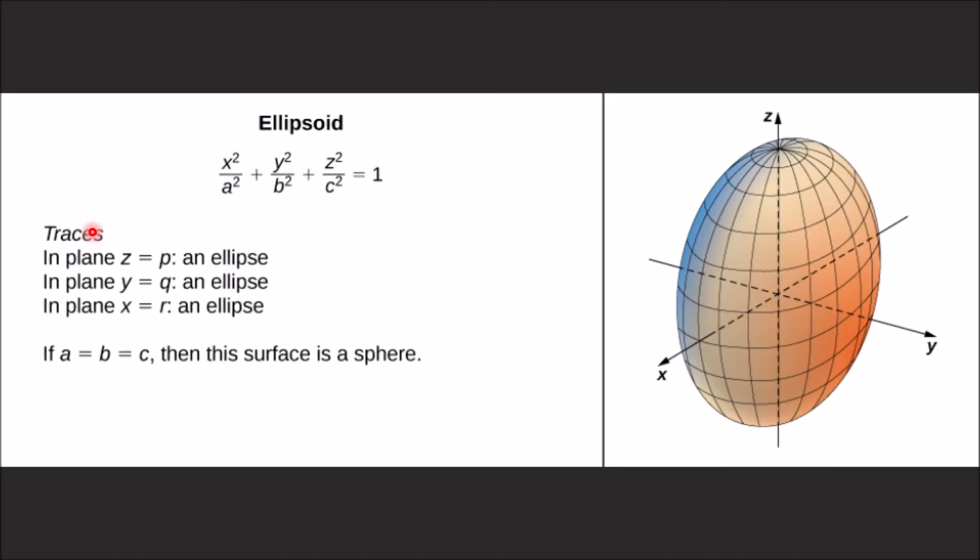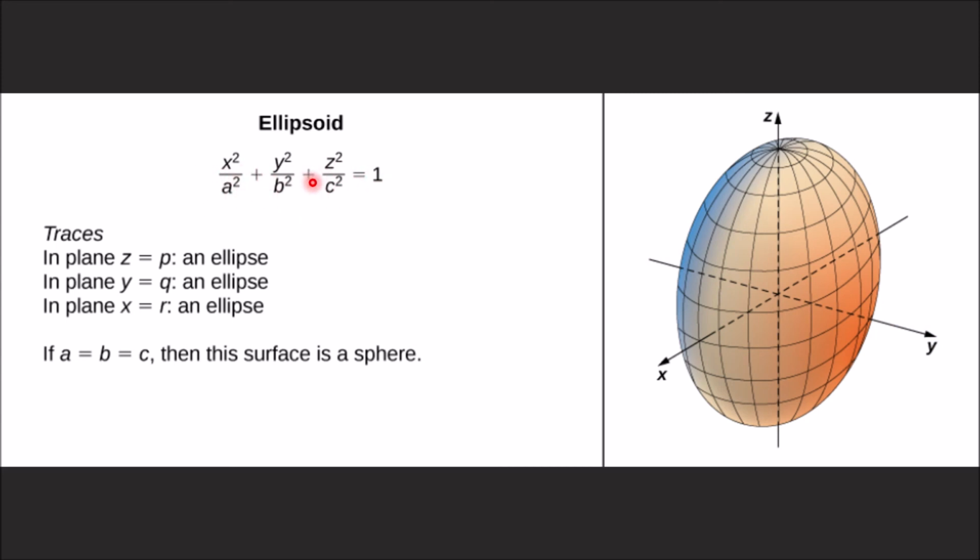So first up is an ellipsoid. So the ellipsoid has the general equation, the general form, x squared over a squared plus y squared over b squared plus z squared over c squared is equal to 1. Now, if a, b, and c are all the same, then this is a sphere. Now, the ellipsoid can either have its longest along the z-axis, its longest along the x-axis, or its longest along the y-axis. That is totally dependent on the values A, B, and C.